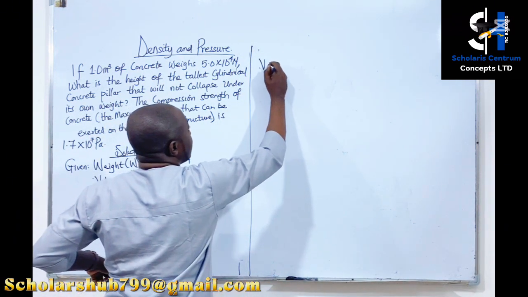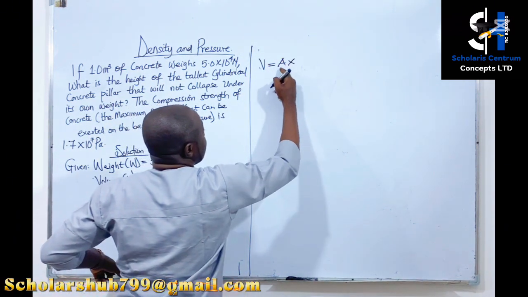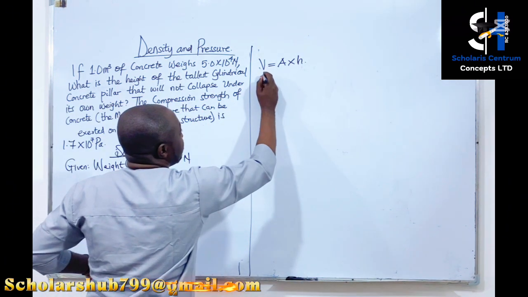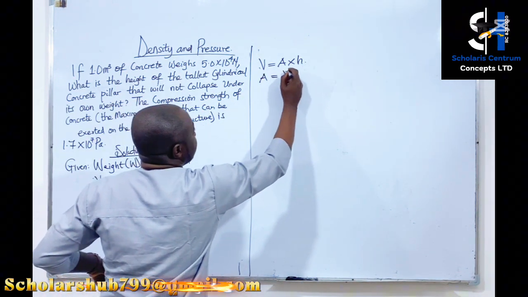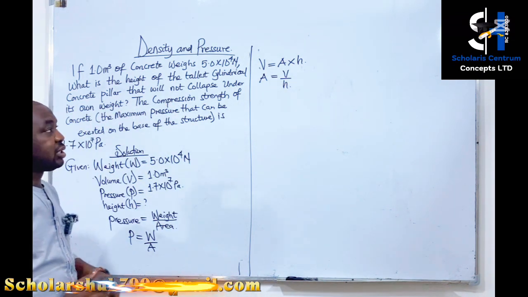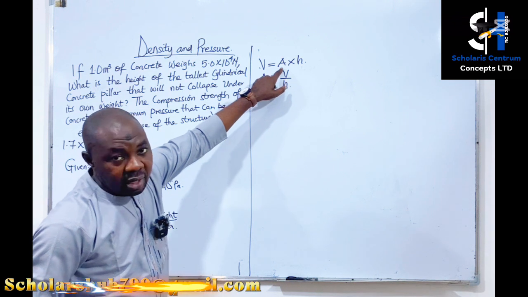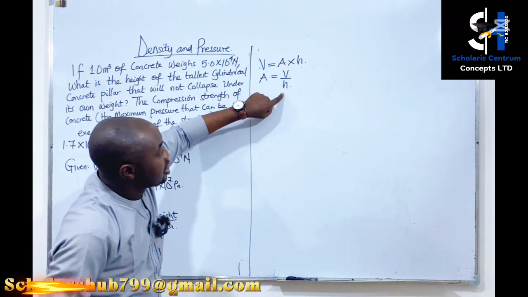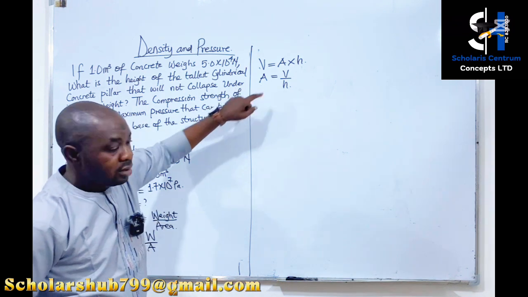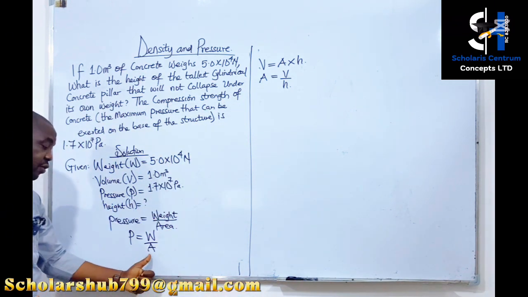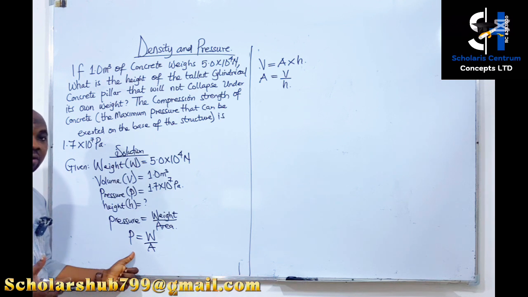But we know that volume is equal to area times height. So what is area from here? Area is volume over height. That is when we make area the subject of the formula. So we have V over H as the area. So we can substitute V over H for A in this formula for pressure.